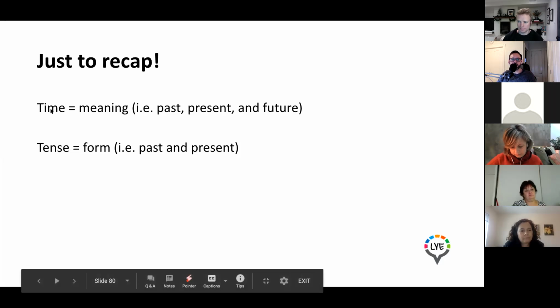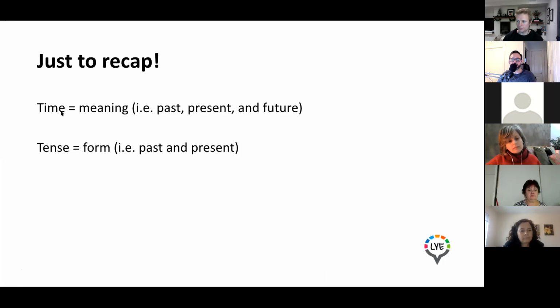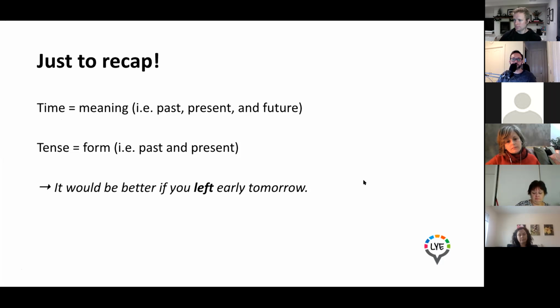So time, I always tell my students, M-E, meaning. So what is the meaning of the sentence? Oh, the meaning is in the future, Leo. The meaning is in the present. Okay, but what's the tense? What's the form of the verb? The verb is in the present. There you go. This seems to have helped a lot of my learners now. And I'm not going to go through the examples here, but everyone knows this. We have here the past form of the verb, leave, but we're not referring to the past time.